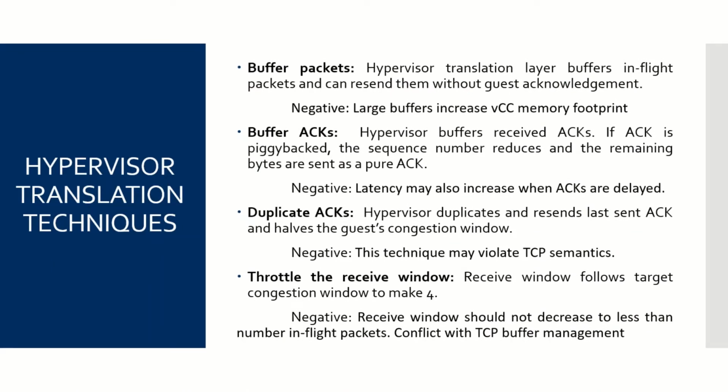Buffer packets is our fourth technique. This allows in-flight packets to be buffered by the hypervisor transition layer. The packets can then be resent without informing other guests. Unfortunately, large buffers significantly increase the memory footprint of virtualized congestion control.